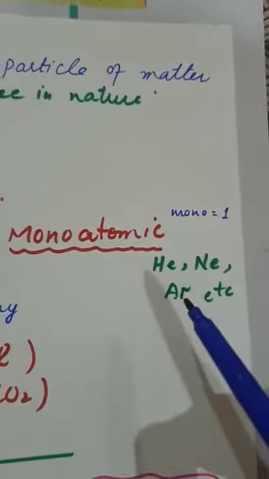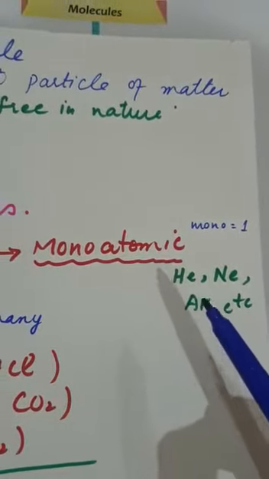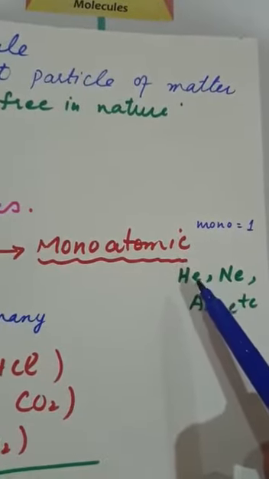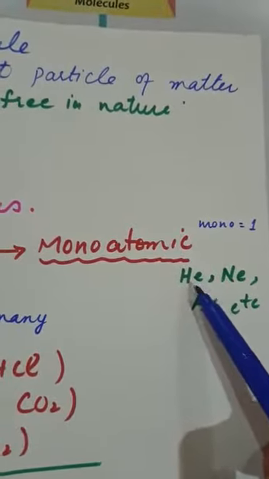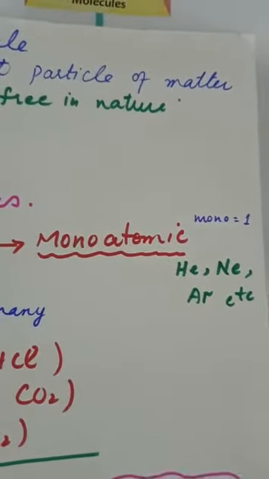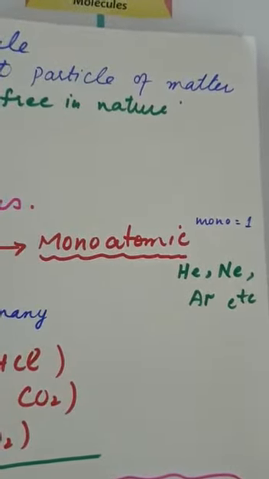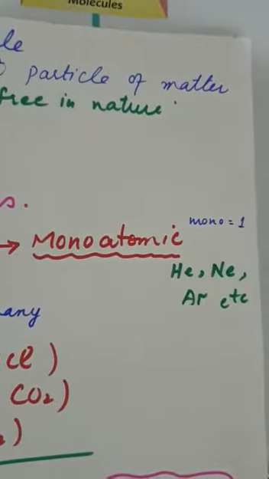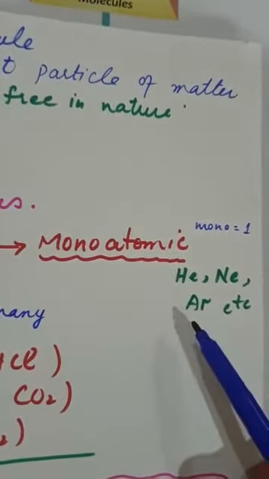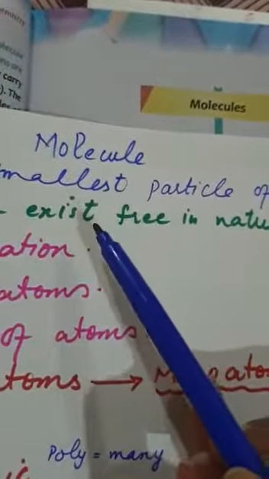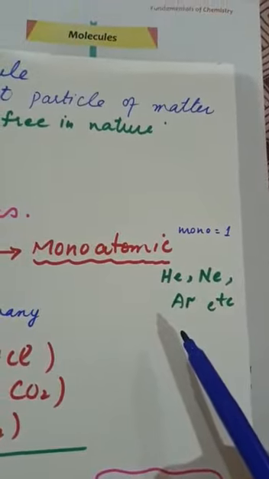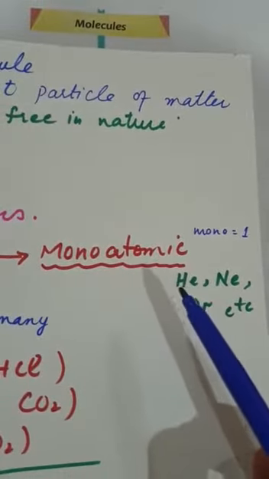It's a very interesting thing to note that all the noble gases are known as monoatomic molecules. As you can see, in monoatomic molecules we have certain examples: helium, neon, argon and some other noble gases. These are considered monoatomic molecules because they exist in nature in a singular form. For that reason they are actually atoms, but because of their existence free in nature, all the noble gases are considered monoatomic molecules.